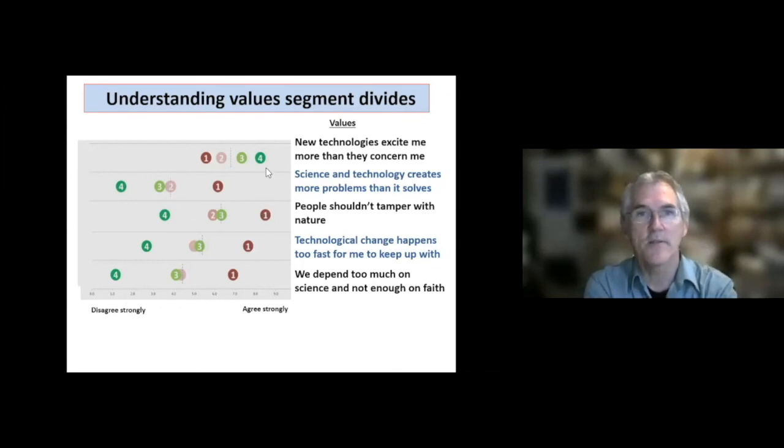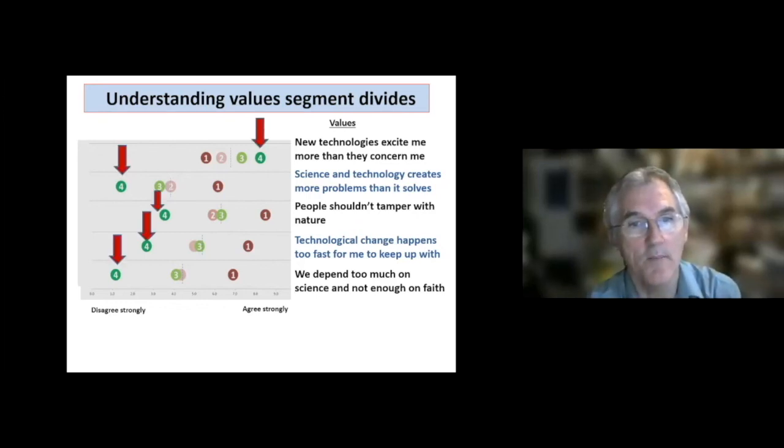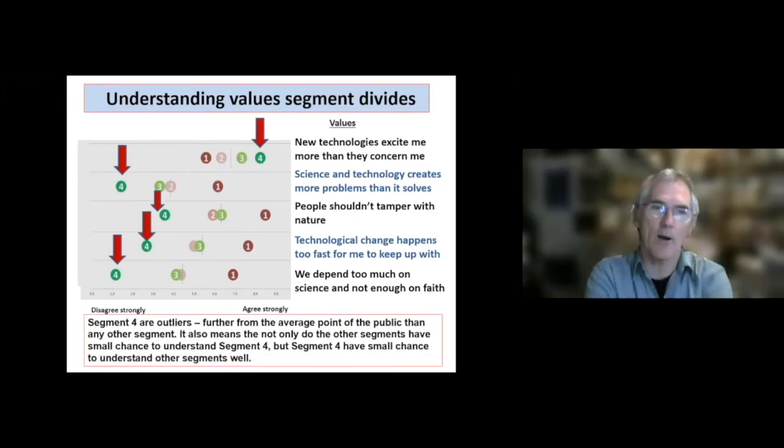We also know that the gap between segments 1, 2, 3, and 4 is sometimes very close, sometimes very large away. Sometimes segment 2 and 3 sit almost in the same spot. Sometimes segment 2 and 3 sit further away. But the big one for the science fans, the fanboys and fangirls, number 4, big important finding, was that segment 4 were outliers. They're further from the average point of the public than any other segment, which means not only do the other segments have small chance of understanding them, segment 4 has small chance of understanding the other segments as well. And often when science policy is driven by the science wonks in segment 4, it makes for a big gap between the broader public and the science elites.